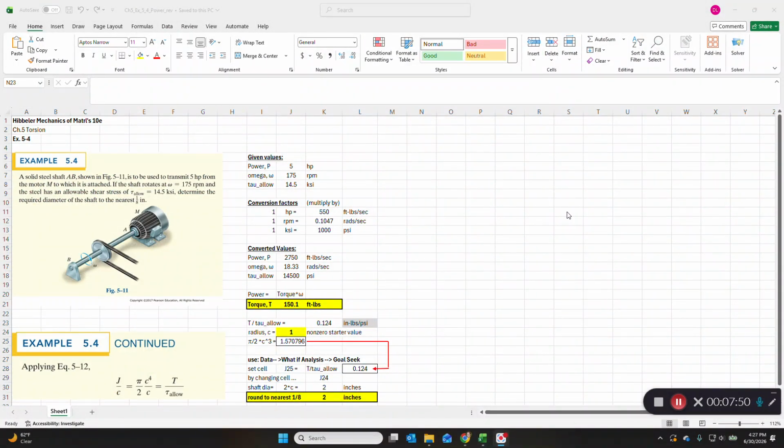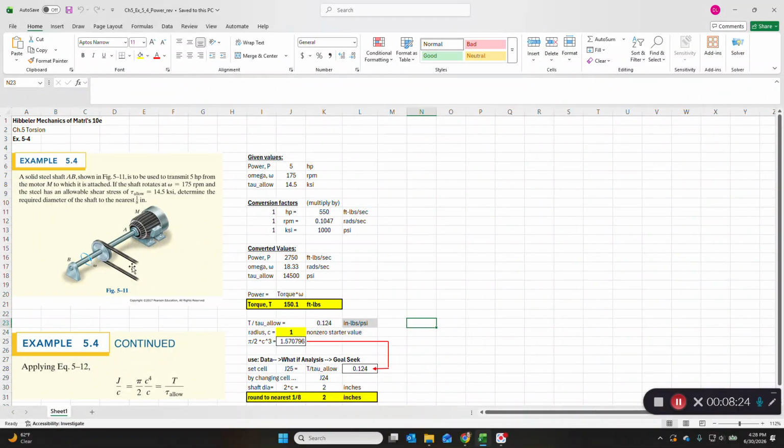In this second example is a power calculation. So these are some of my favorite problems because they're very practical and real-world examples. A solid steel shaft AB is used to transmit 5 horsepower from motor M to which it is attached. If the shaft rotates at omega, that's your angular velocity, 175 revolutions per minute, and the steel has an allowable shear stress, tau allowable, 14.5 ksi, determine the required diameter of the shaft to the nearest eighth of an inch.